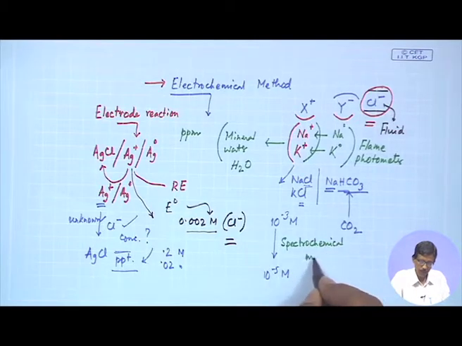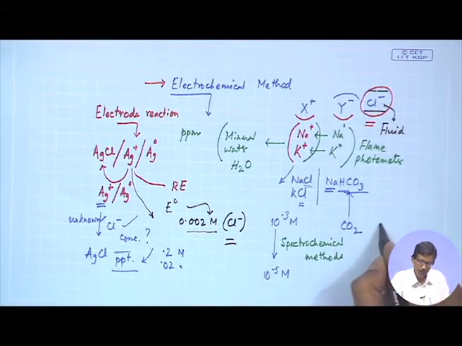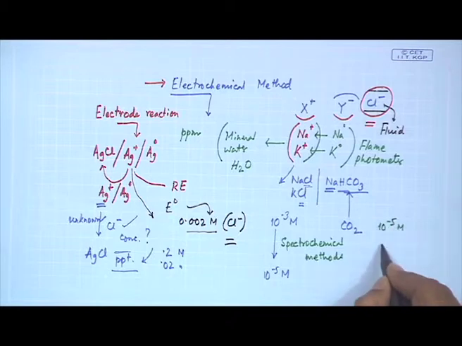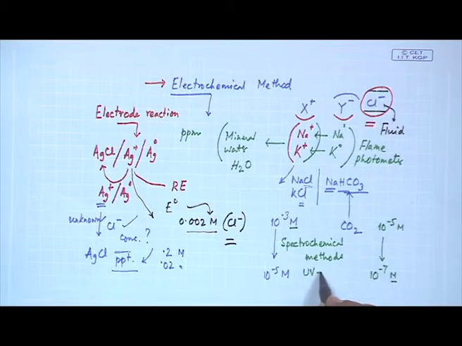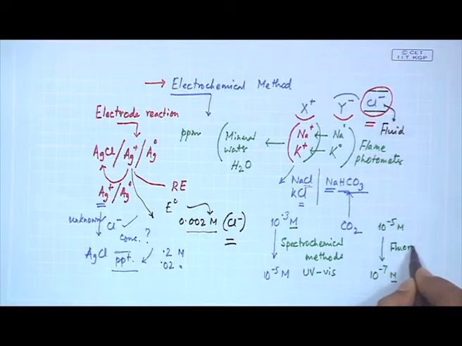In spectrochemical methods, if we go down further, that means 10 to the minus 5 molar to 10 to the minus 7 molar, what should we do? Sometimes we should go for a spectrochemical method using a UV visible spectrometer. We can also simply go for the fluorometric technique, where we measure the fluorescence. At the same time, this concentration we can also handle with electrochemical methods of analysis.